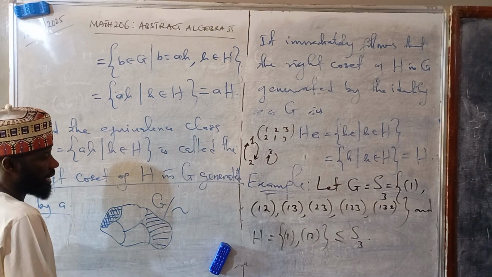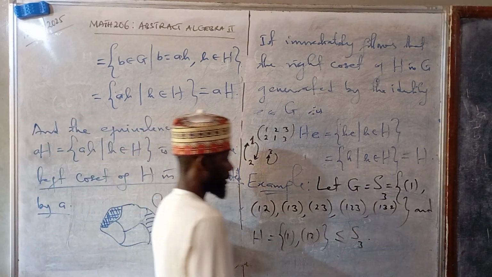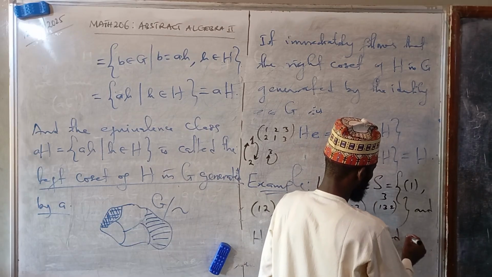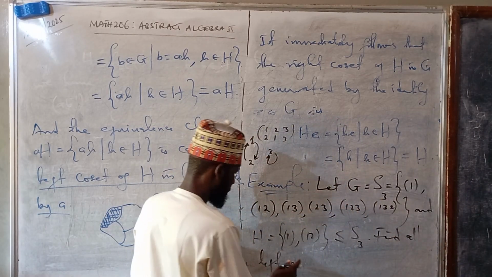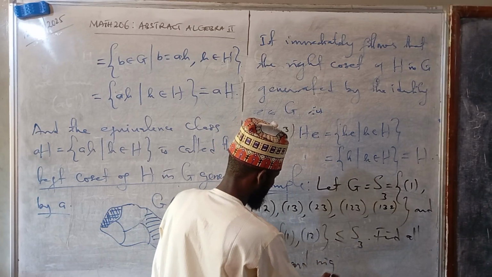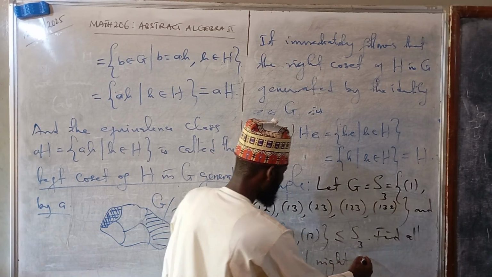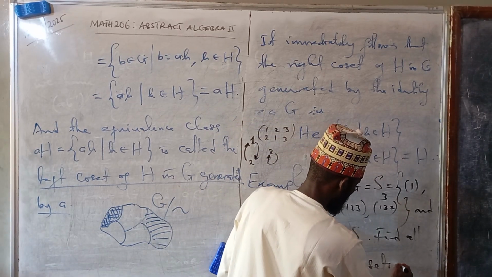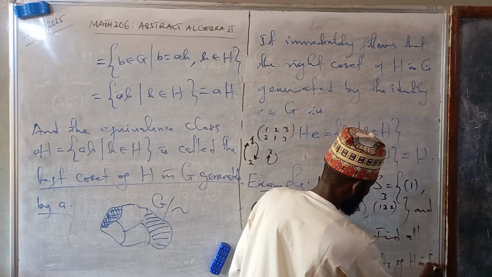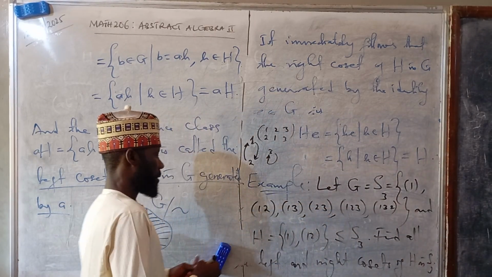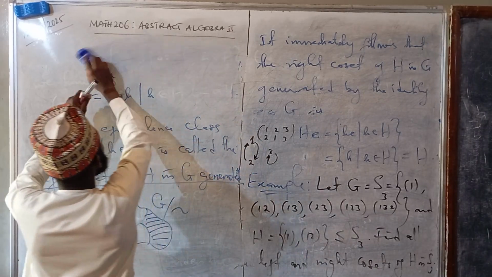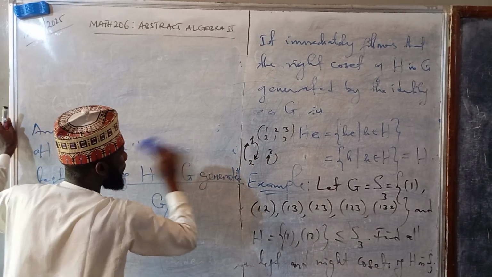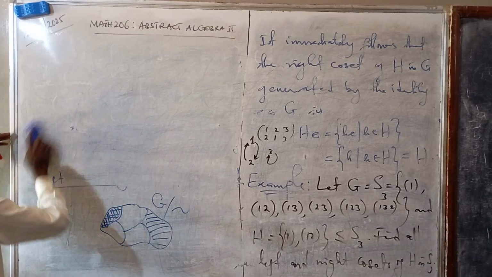So what are the cosets? The question is: find all the left and right cosets of H in S3, the symmetry group on n symbols. So let us do this one.